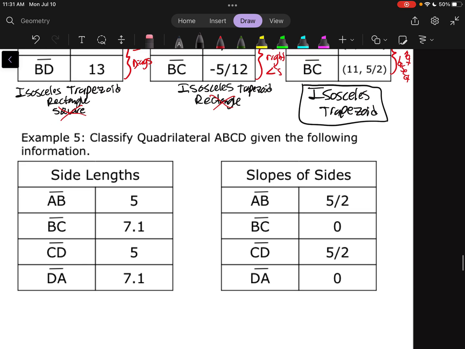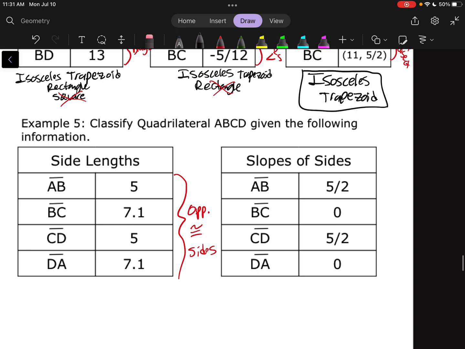Okay, this last one, back to looking at the sides. So first up, I can see that all four sides are not the same, but we do have these opposite ones being the same. So I'll say opposite congruent sides. And right away, what does that mean? The only quadrilaterals that just have opposite sides being the same are a parallelogram and a rectangle.